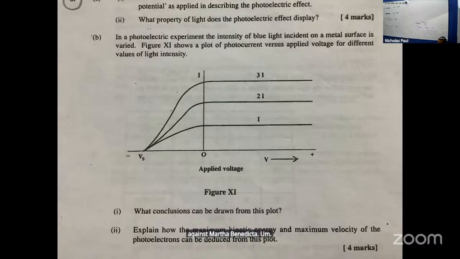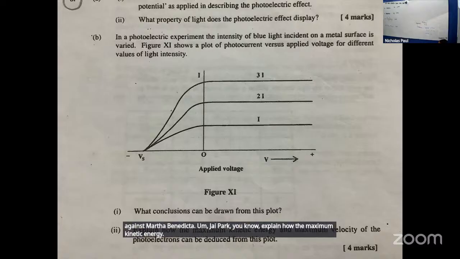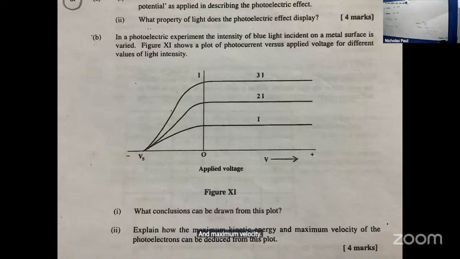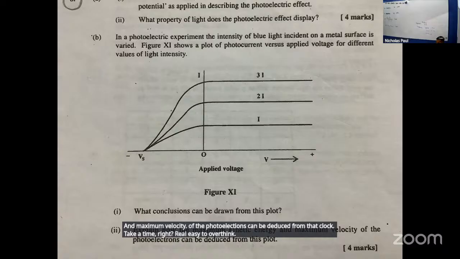Try part 2 now. Explain how the maximum kinetic energy and maximum velocity of the photoelectrons can be deduced from that plot. Take your time, right? Real easy, don't overthink. And then we do the calculation.